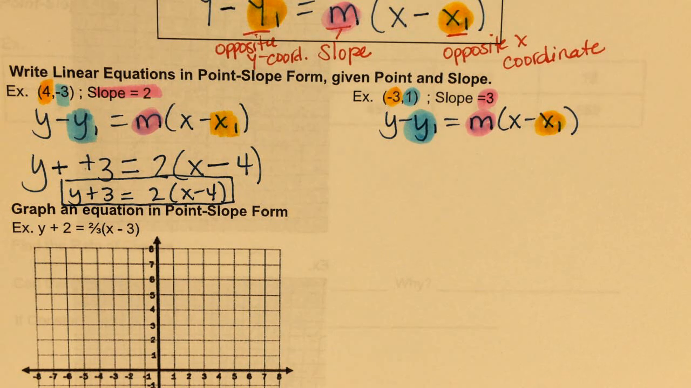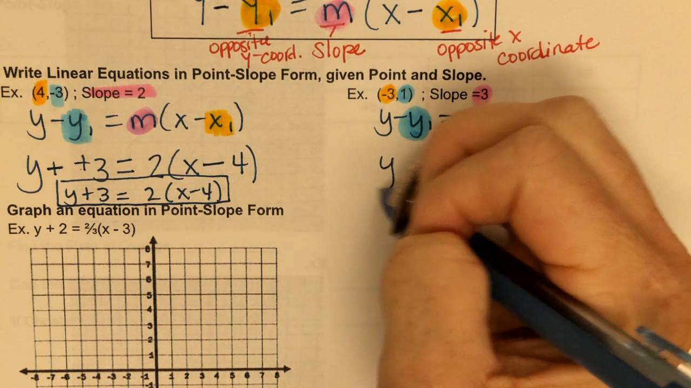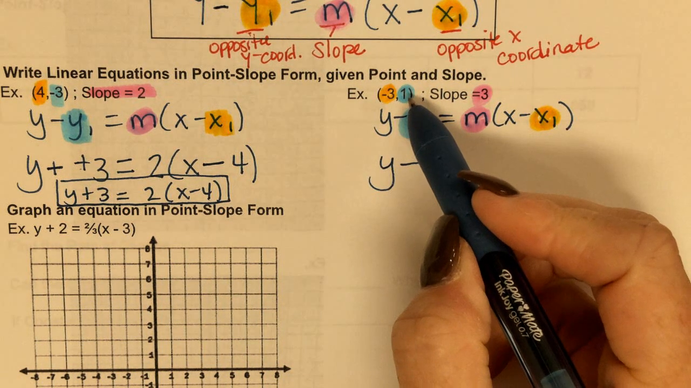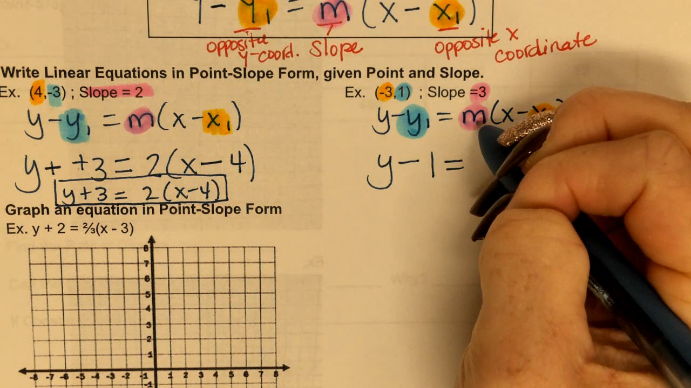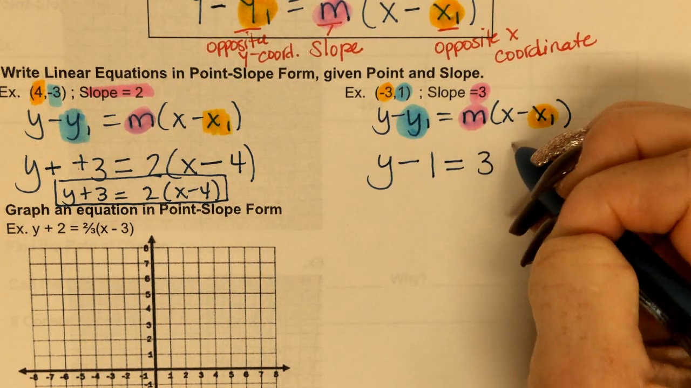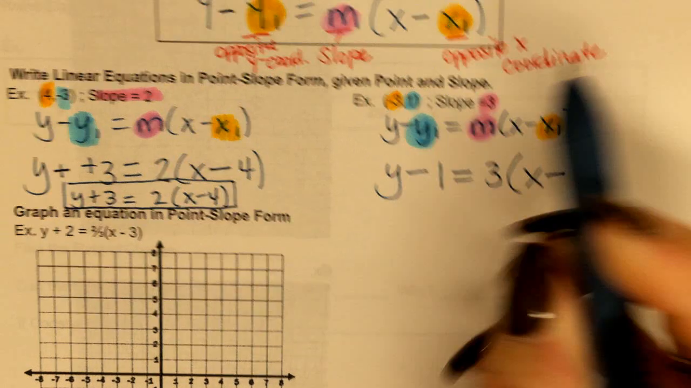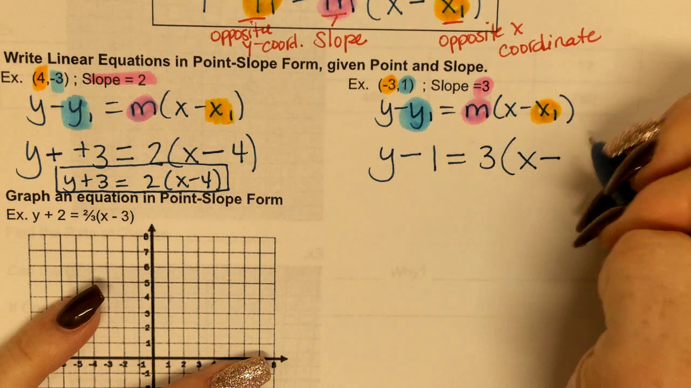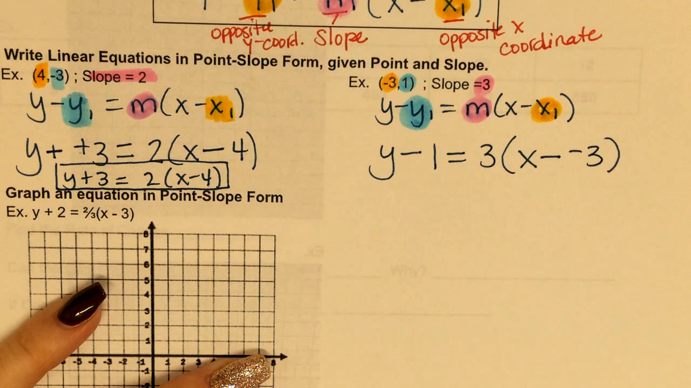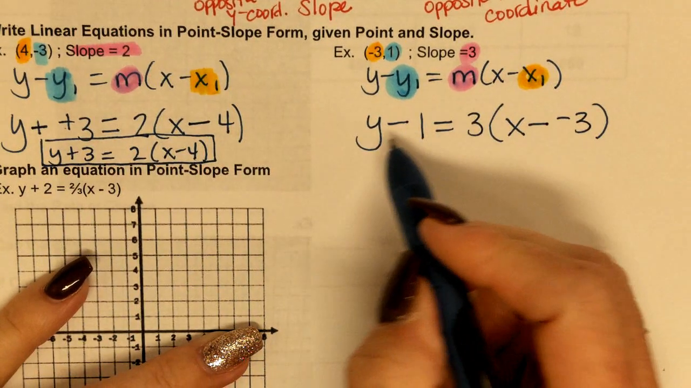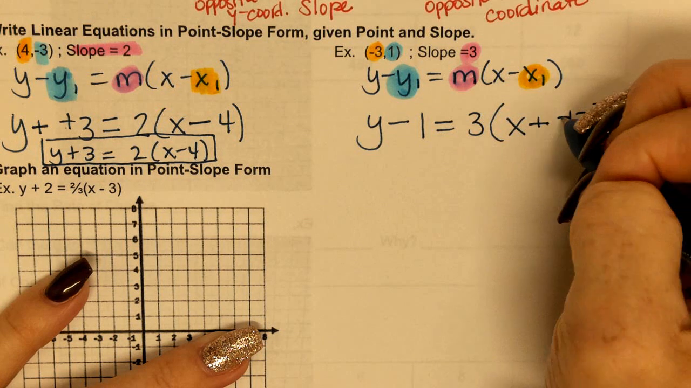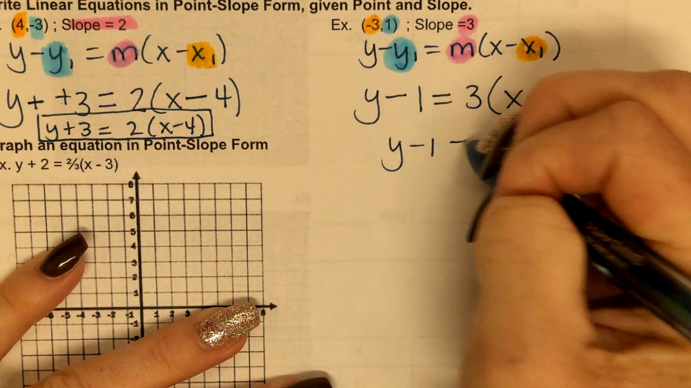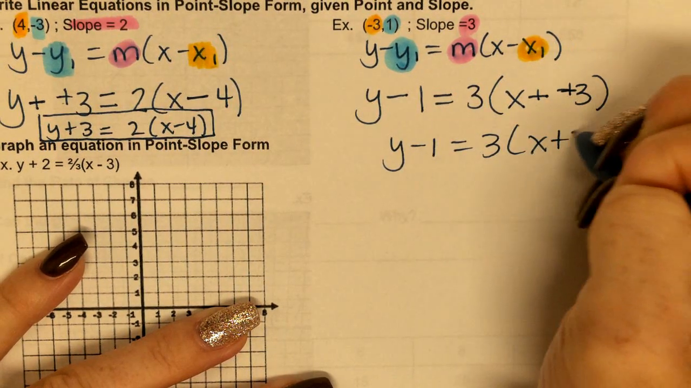Okay, let's look at how you did. I'm going to write y minus. Now I'm going to write the y value. What is the y value? Equals, what is m? Open parentheses, x minus, what is the x value? And now I'm just going to clean up any double negatives. This looks good, this is good, this needs to be changed. And I'm going to write y minus 1 equals 3x plus 3.